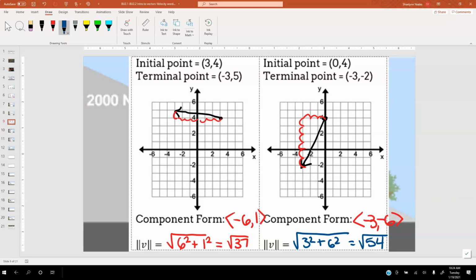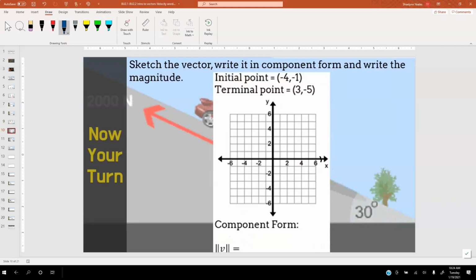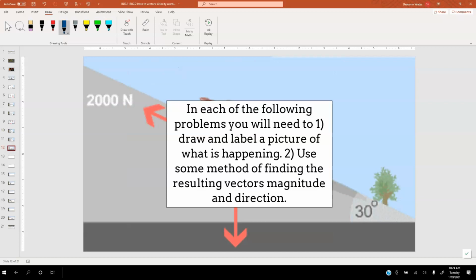Okay? Alright, I want you guys to do the exact same thing. Now go ahead and give this one a shot. Sketch the vector and write it in component form, and then write the magnitude. Alright? And write it not as a decimal, write it as a square root. Okay? We'll come back together right here.